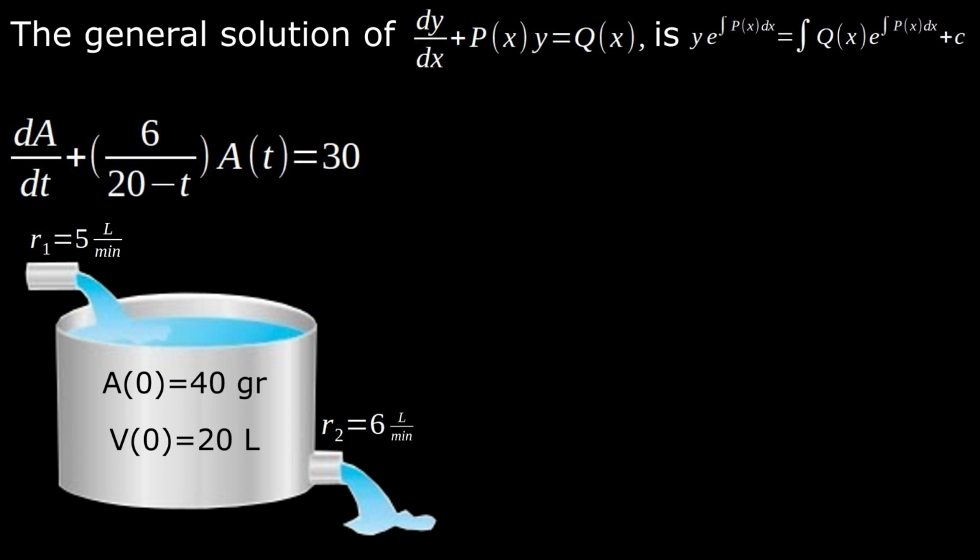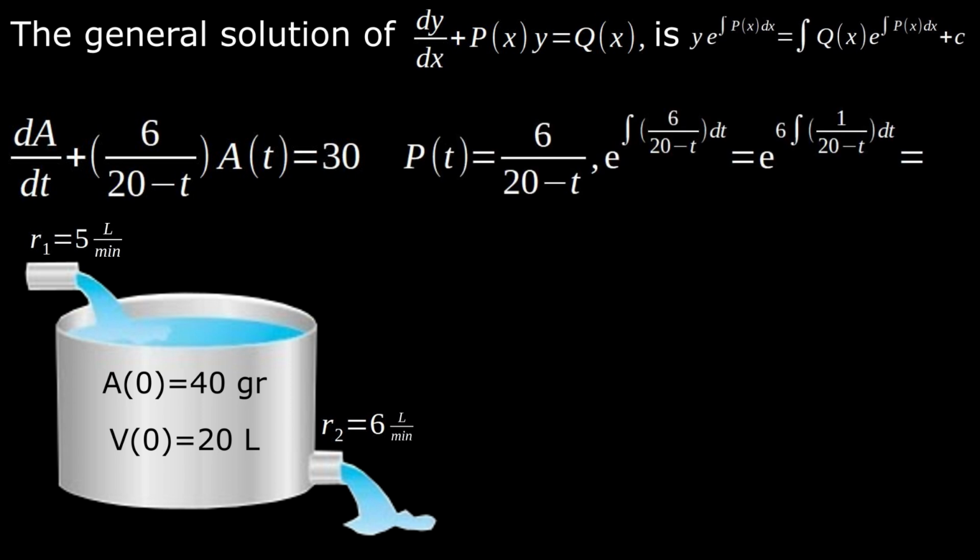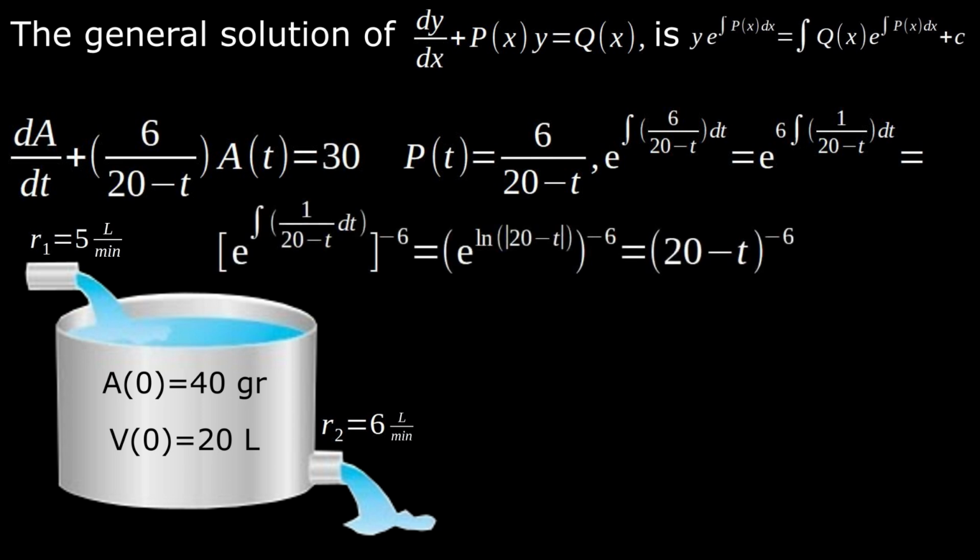Let's try to figure out e to the power of integral p dx. So p of t in the equation we just derived equals 6 over 20 minus t. Okay, so e to the integral of 6 over 20 minus t dt equals e to the 6, taking the constant out of the integral, times integral 1 over 20 minus t dt. And the integral of 1 over 20 minus t, through our integration rules from calculus 2, we know is ln of the absolute value of 20 minus t. And through the exponent rules, we have e to the power of ln absolute 20 minus t to the power of negative 6 equals 20 minus t to the power of negative 6.